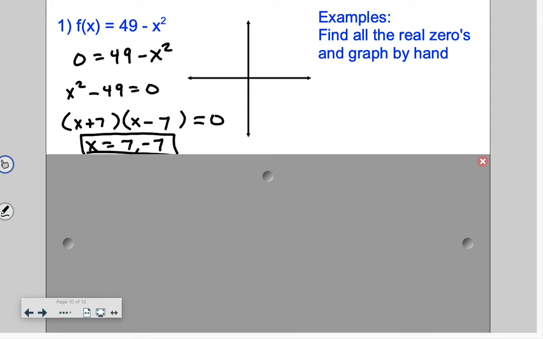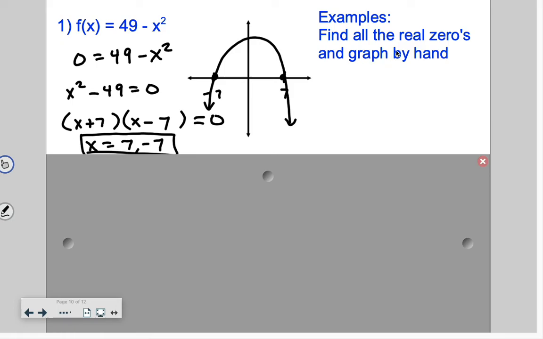Okay? So now we can put that on the graph. Here's negative 7. There's positive 7. We said this is a parabola that's opening down, and we can just sketch it from there. There's at least a general, somewhat accurate sketch of this parabola. Like I said, we could find the vertex. You know how to do that. We've talked about that. I'm not going to worry about it today, because today we're kind of focusing on the zeros.